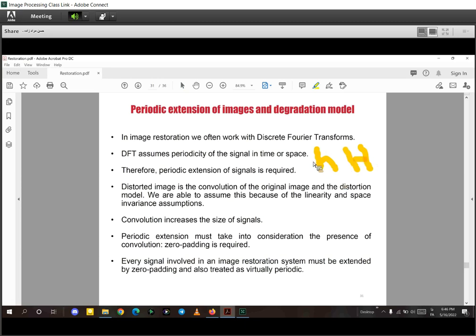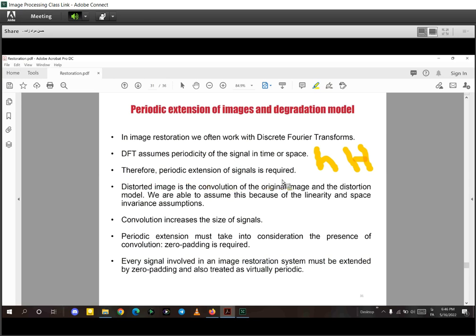That's it. This is H in the spatial domain, not the time domain here, and this is in the frequency domain. Both of them, this H and this, are periodic. Here DFT assumes periodicity of the signal in both time and space. This H is periodic in the spatial domain, and this is in the frequency domain.